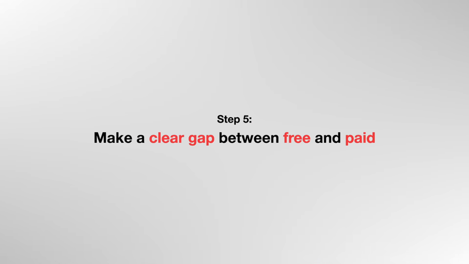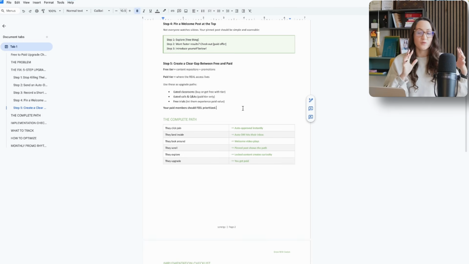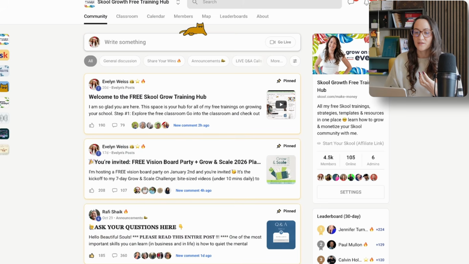Step 5 is we need to create a clear gap between free and paid. So free should be valuable, but paid needs to clearly have an advantage, right? So if I am a paid user, I want to feel like a VIP. And here's how I like to think about differentiating them.